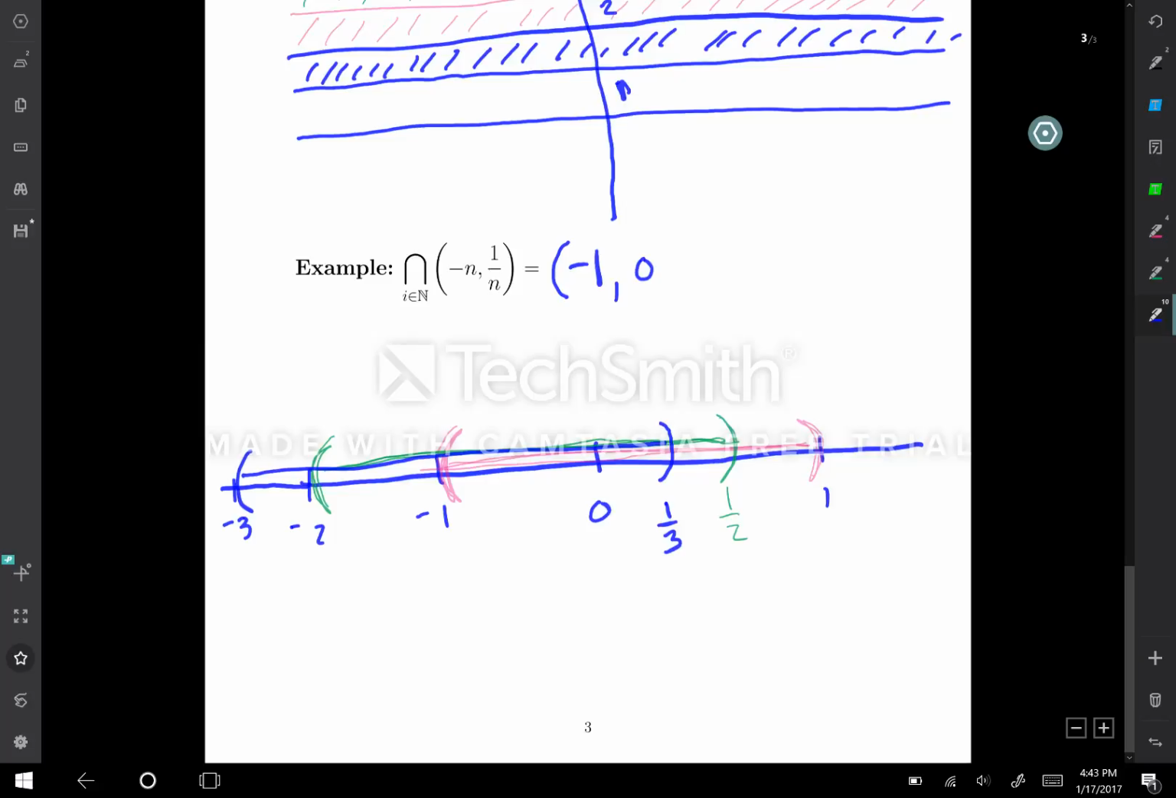Negative 1 is not included because it's not included in the first interval. It does get captured by every other interval, but it's not in the first one. So that is definitely a parenthesis. 0, on the other hand, is included in every single interval that we are looking at, because there's always a fraction just to the right that has that parenthesis.